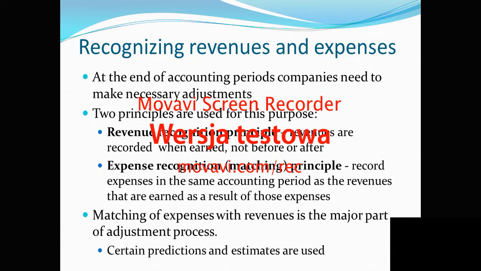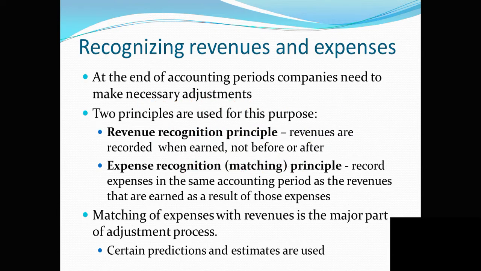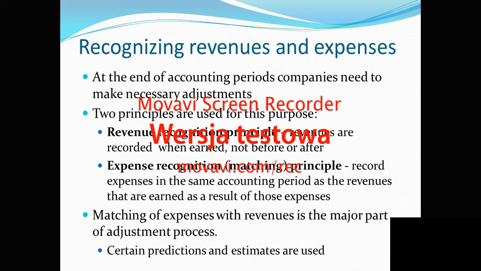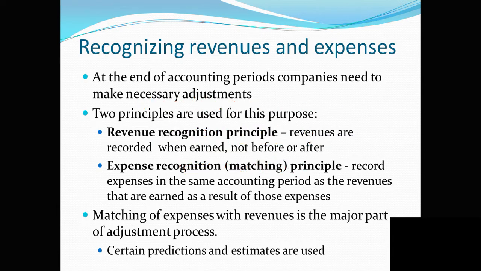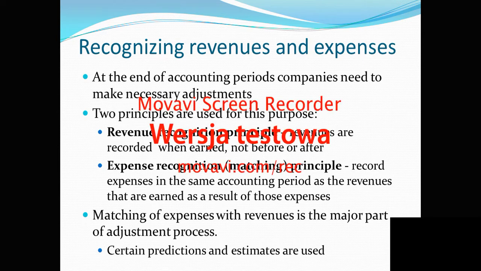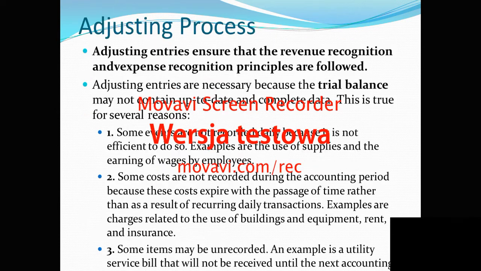Matching of expenses with revenues is the major part of the adjustment process, and for that purpose we use certain predictions and estimates. It's also a very important thing in accounting that companies can take advantage of revenue recognition and expense matching to show that they have more profits or less profits, and there are a lot of accounting scandals because of this. But now that's not the purpose of our discussion here.